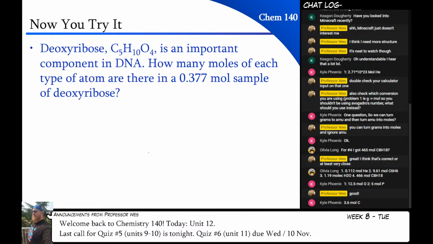I'm going to put this problem on the screen just real quick because we're out of time for the day. But you could do the same type of problem here. So I have deoxyribose. This is the sugar backbone in DNA. And this question is asking you how many moles of each type of atom are in a 0.377 mole sample of deoxyribose. You've probably figured out that all you have to do is multiply it by these numbers right here to get the answer. And that's totally right. But I'll leave that as an exercise for you to try on your own.